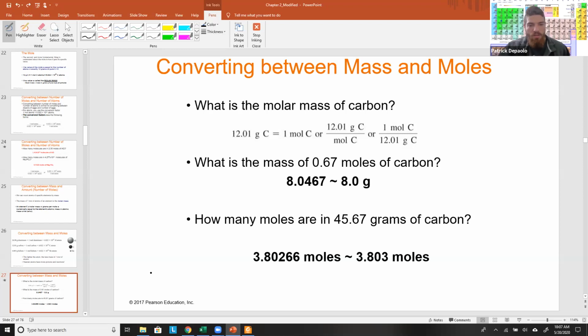How many moles are in 45.67 grams of carbon? We know the molar mass, and we can use it as a conversion factor again. 45.67 grams, and we know that 1 mole is equal to 12.01 grams. Grams will cancel out, and you just do 45.67 divided by 12.01, and you get 3.8 moles. So we can also use the molar mass as a conversion factor, as the grams of one element per mole of that element. Okay. Does that make sense?